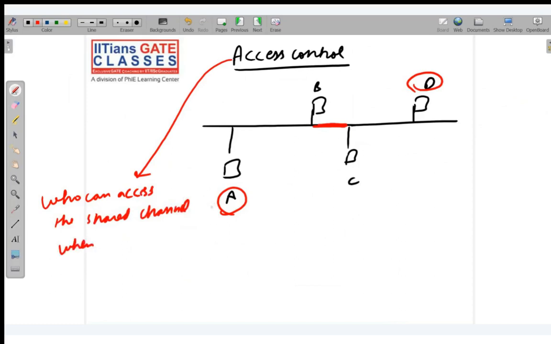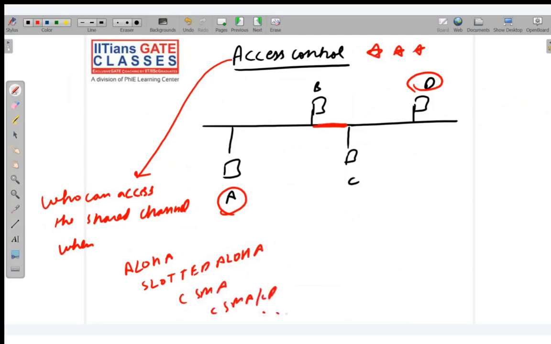And there are many protocols which we are going to study in our subsequent classes. If you have heard about them: Aloha, Slotted Aloha. Many questions have been asked in GATE from these topics also. Access control is a very, very important topic. CSMA, CSMA/CD, and so on. We will study them. Don't worry. There are many techniques. We will study them one by one. Access control means who can access the shared channel when, and that is the responsibility of the data link layer.